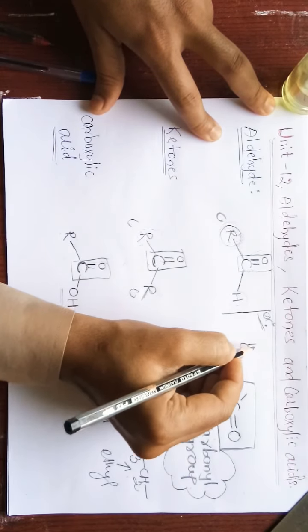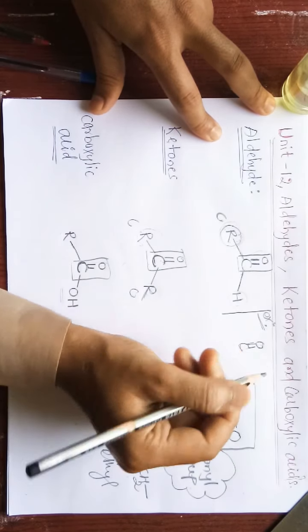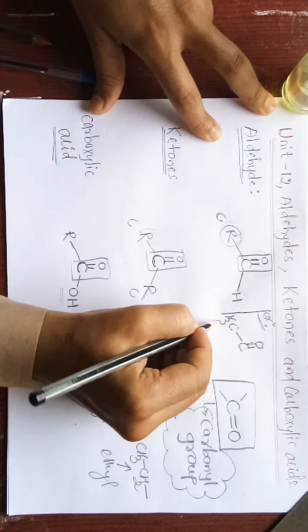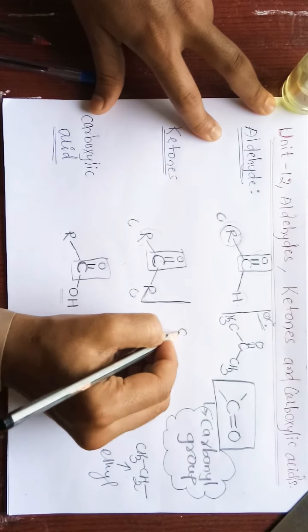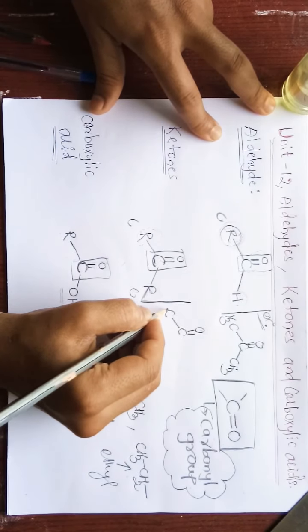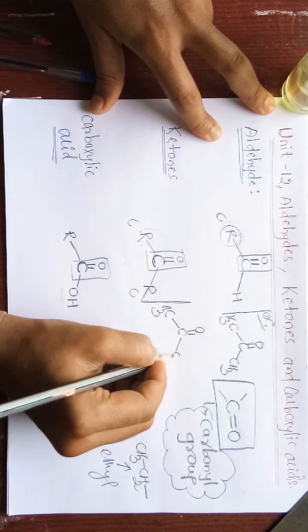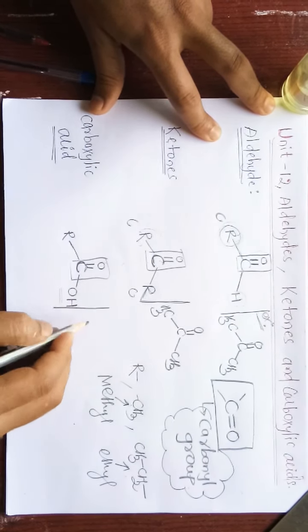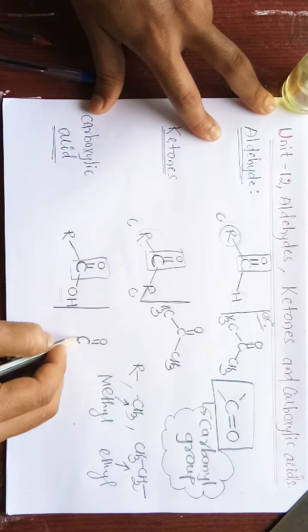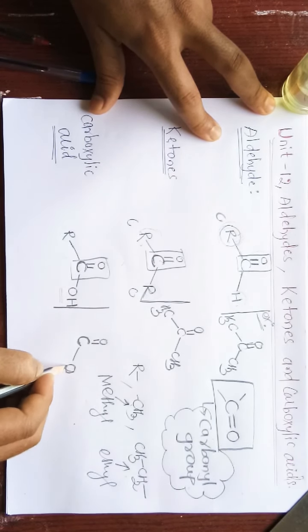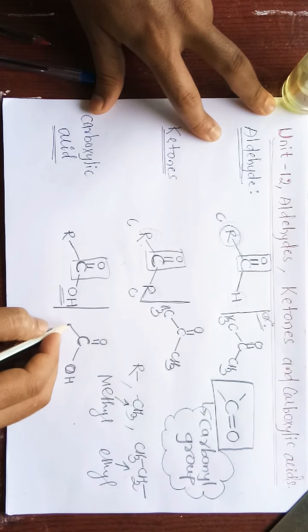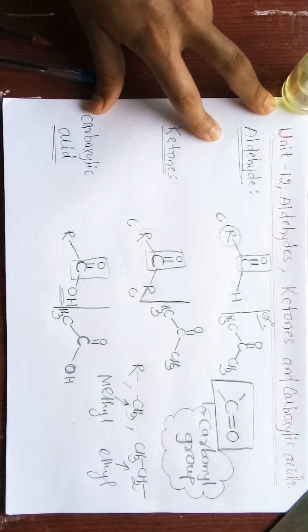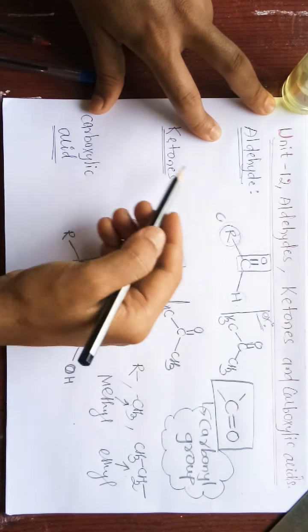Okay, I will write one example of each. So that is carbon double bond oxygen, here CH3, here H. Here also we can write the example C double bond O, CH3, then CH3. Here also we can write the example C double bond O, here CH3, here OH. Where R is there, you need to replace that R by any one of these. So that is CH3. These are the examples.